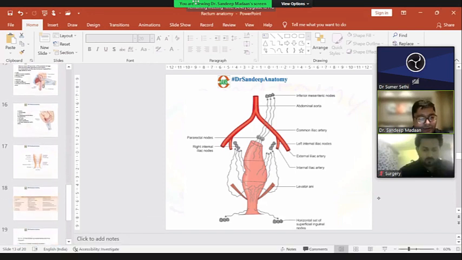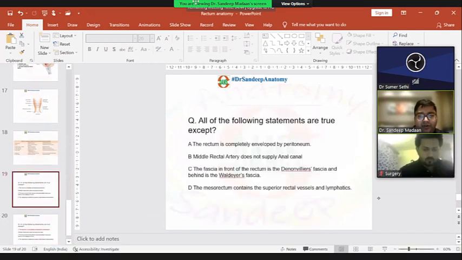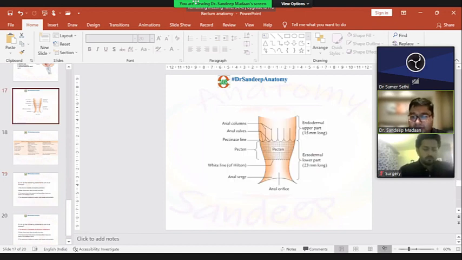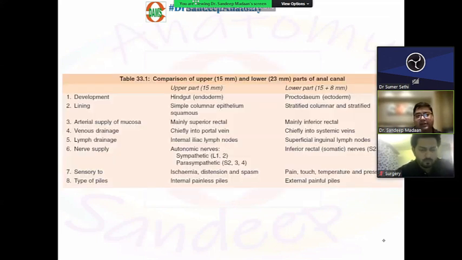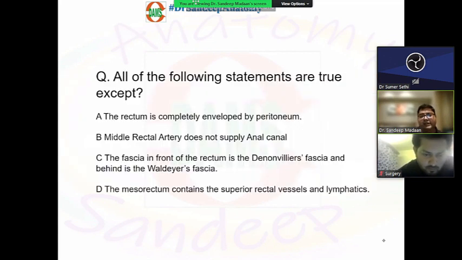So if we talk now about this, we have already seen this, right? Let me show you. This is the comparison of the upper and lower part of the anal canal, and we have taken the notes. And here, all of the following statements are true except. Now, what do you think will be the answer? Rectum is completely enveloped by the peritoneum is the wrong choice, so that's why A will be the answer.